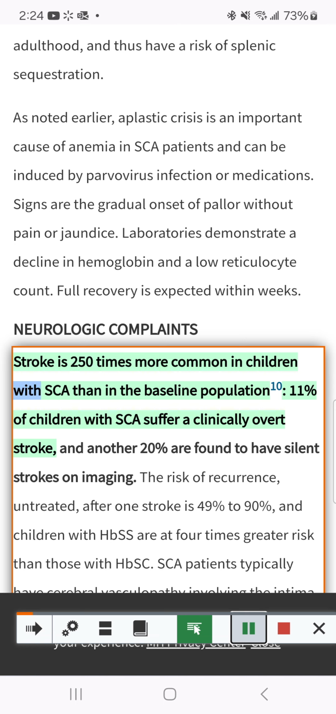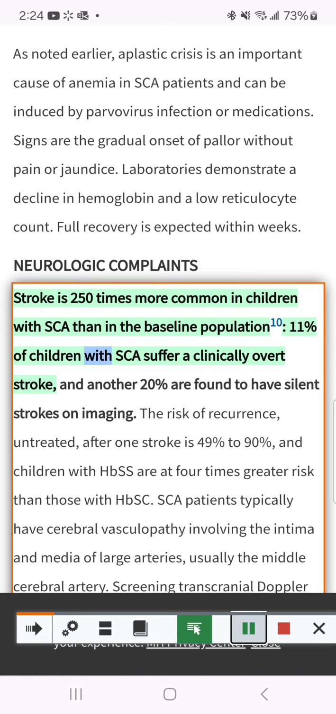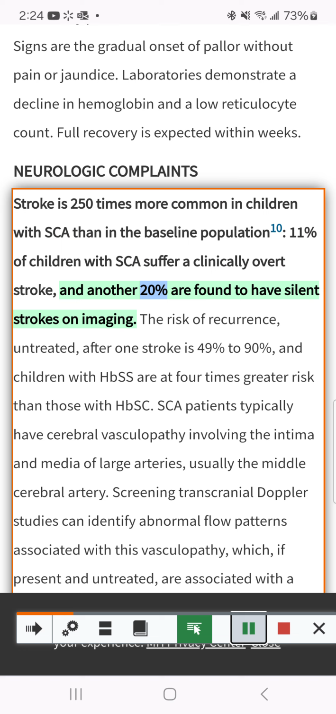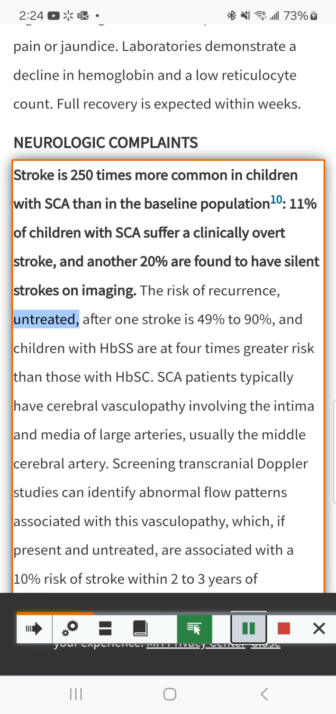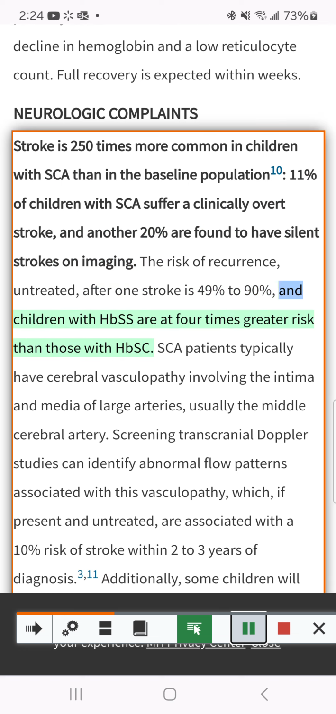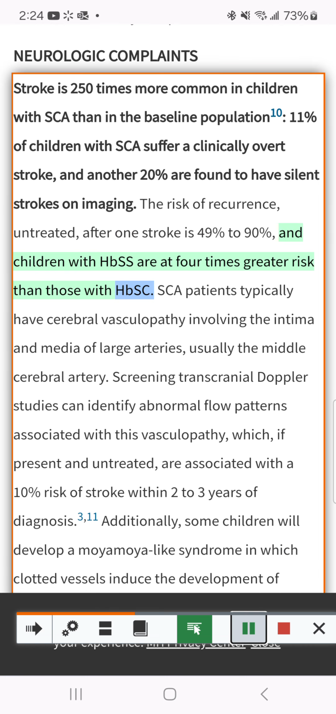Stroke is 250 times more common in children with SCA than in the baseline population. 11% of children with SCA suffer a clinically overt stroke, and another 20% are found to have silent strokes on imaging. The risk of recurrence, untreated, after one stroke is 49% to 90%, and children with HbSS are at 4 times greater risk than those with HbSC.